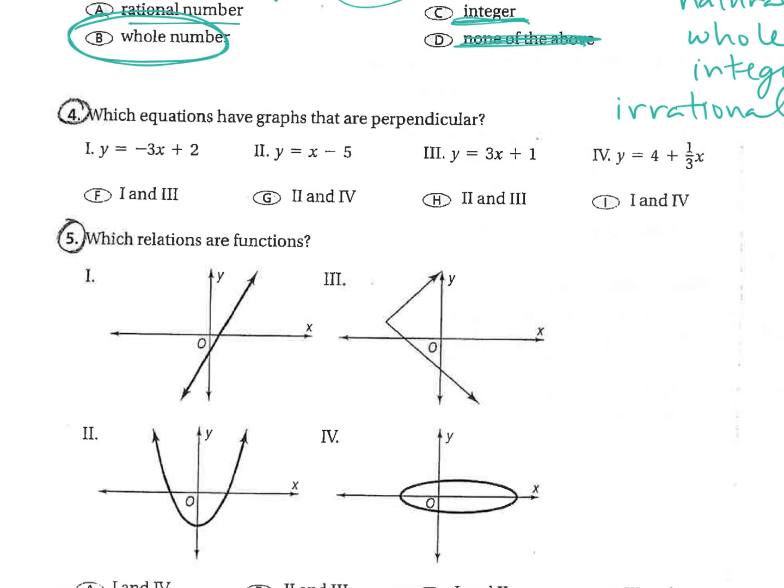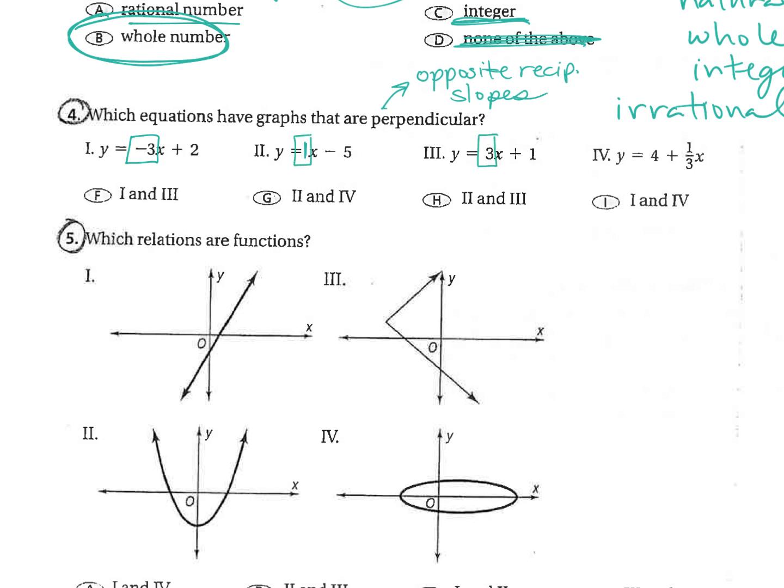Okay, it says which equations have graphs that are perpendicular? So really all you have to look at to determine perpendicular is what part of it? How do we determine if lines are perpendicular? Their slope. If they're going to be perpendicular, they're going to have opposite reciprocal slopes. Okay, so look here, my slope is -3. What's my slope on that number 2? It would be 1, right? The number out in front of your x. So that's a slope of 1.